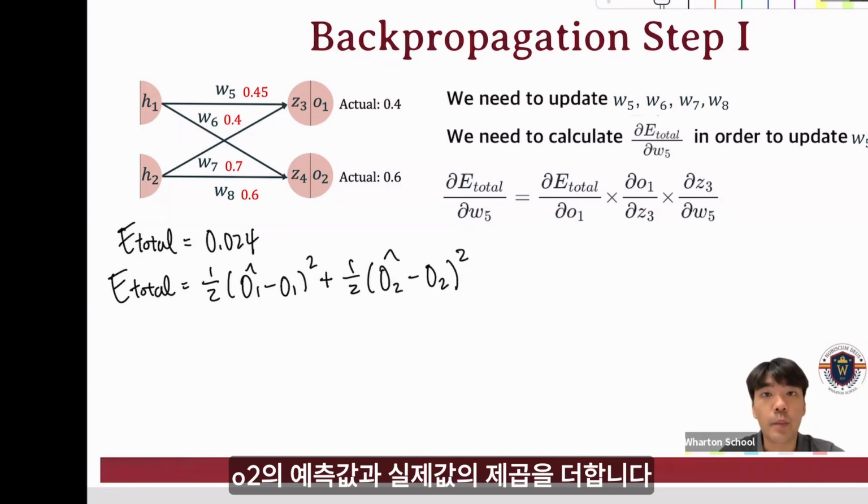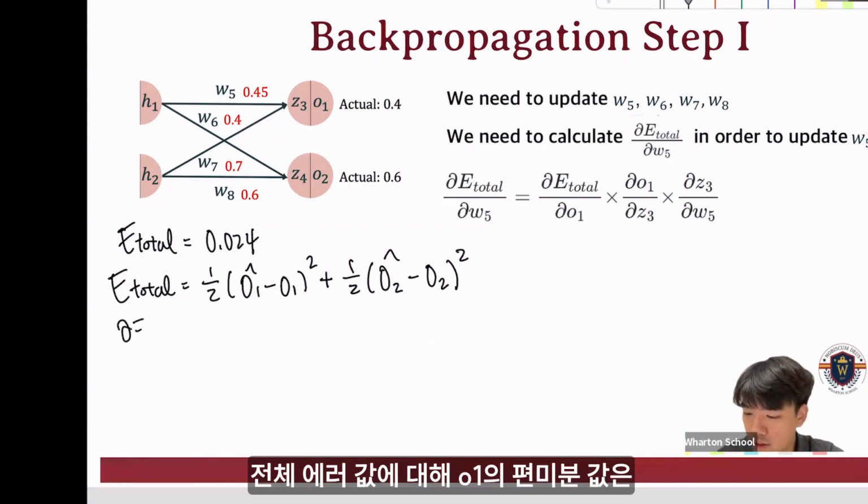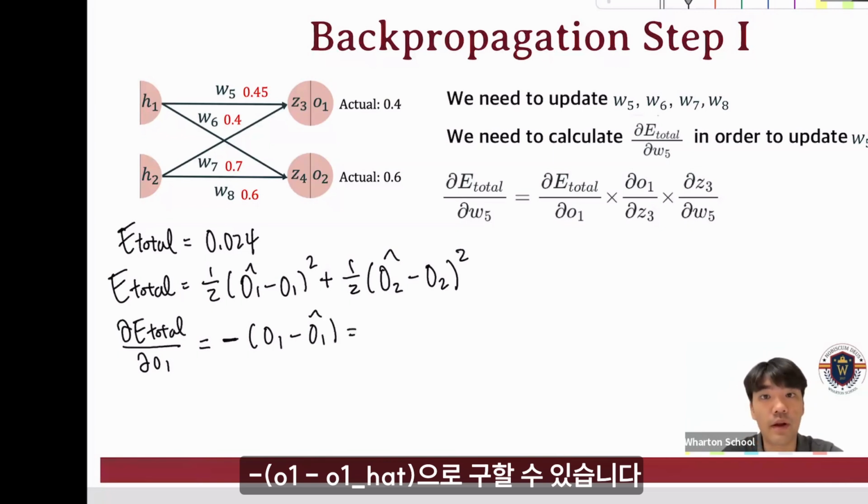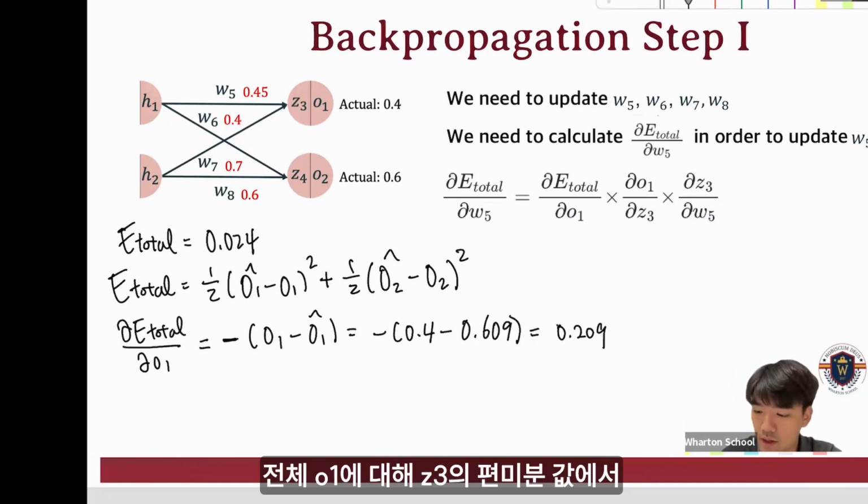Now we calculate the partial derivative of E total with respect to O1, which is minus the actual value of O1 and the predicted value of O1, which is minus 0.4 minus 0.609.